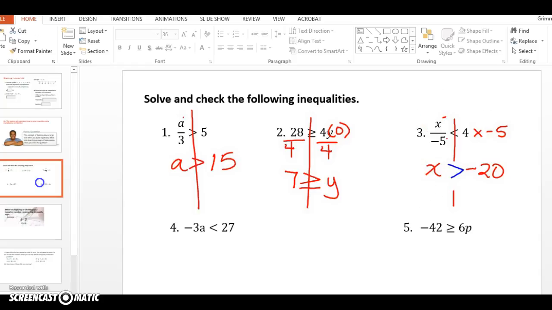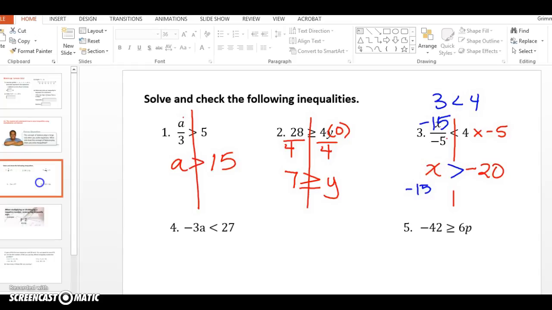Okay, so give me a number that's greater than negative 20. Negative 19.1, sure. Let's make one that's also divisible by negative 5 to make it easier. Negative 15. Negative 15 is greater than negative 20. Okay, so negative 15 divided by negative 5 is positive 3, right? Is positive 3 less than 4? Yes. And do you see how it works now? So it's one of these. Okay, what's wrong with it? The inequality symbol has to reverse.